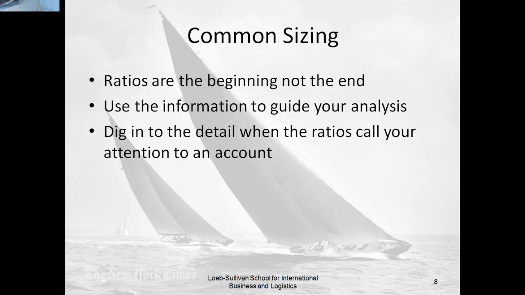So if you're using exception analysis, you're going to dig into the detail when your attention gets called to a certain account. So if we've got an account that changed dramatically year to year, we're going to dig into that account. We're not going to look at the accounts that are relatively stable on a common size basis year to year. Or if we've got a ratio that's very different from one company to another company in the same industry, we're going to look at that. So ratios give you a guide. They tell you the things you should be looking at, and then you have to actually look at those things. They don't tell you everything. They just help you analyze.